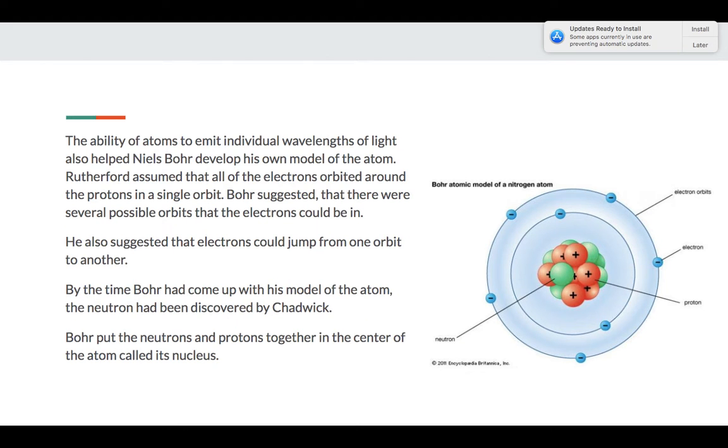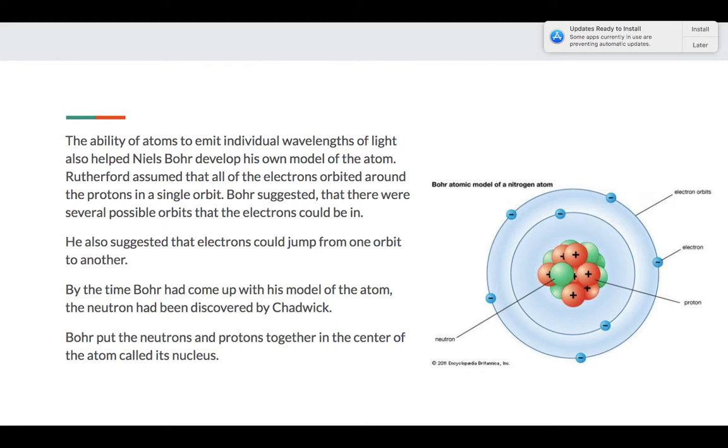So the ability of atoms to emit individual wavelengths of light helped Niels Bohr develop his own model of the atom. Rutherford assumed that all of the electrons orbited around the protons in a single orbit, and Bohr suggested that there were several possible orbits that the electrons could be in. And he also suggested that not only are there several orbits, but that electrons could jump between these orbits.